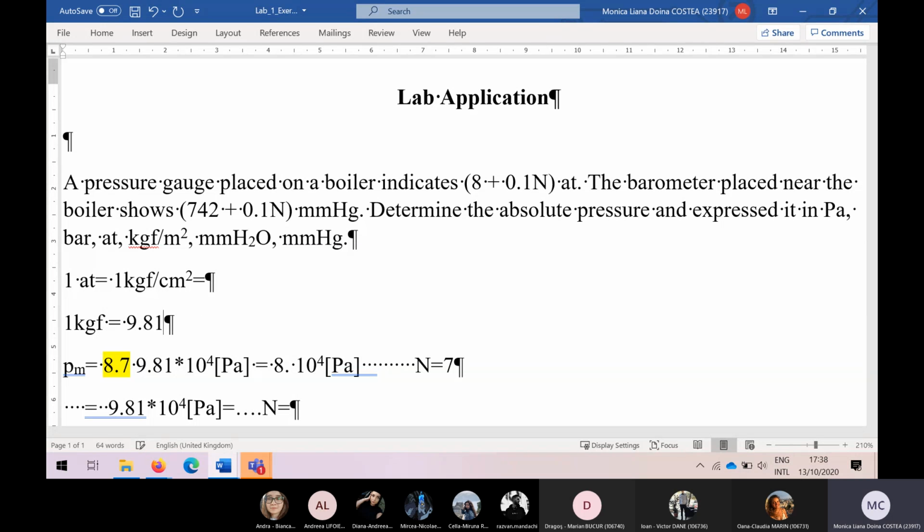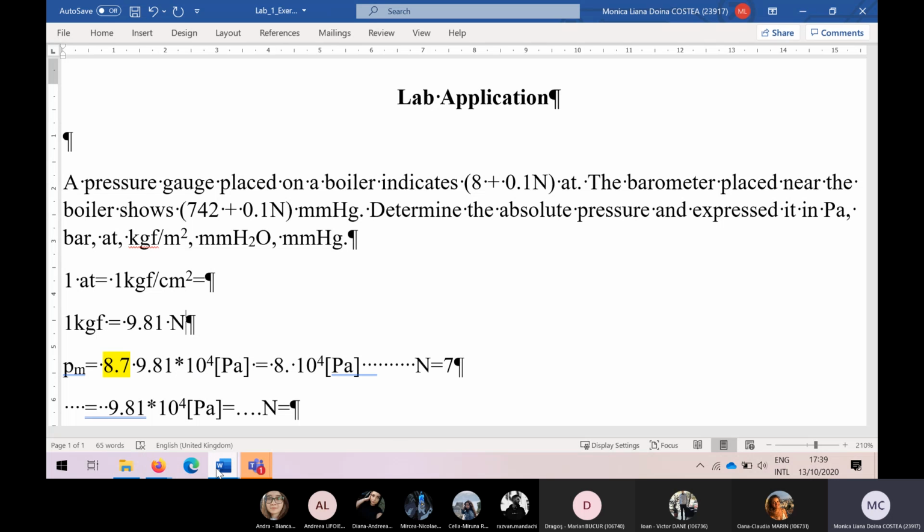I do not, a Newton. Okay, so this 9.81, it's here, yes, and 10 to 4 corresponds to the passage from square centimeter to square meter. When you pass here it is 10 to minus 4, and at the end it will become 10 to 4. So this is the difference.